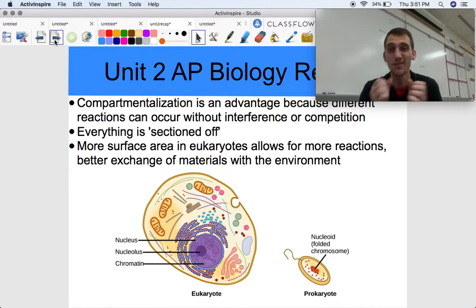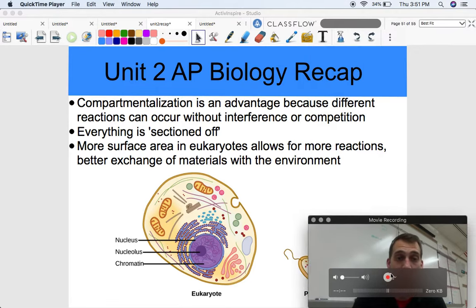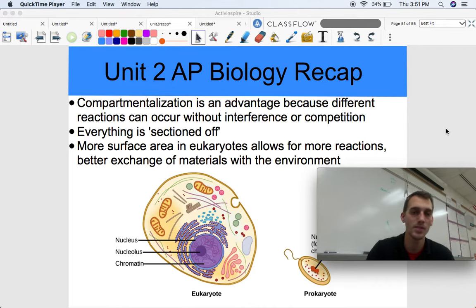But prokaryotes are much smaller, and everything happens in the cytoplasm. Compartmentalization is an advantage for eukaryotes because different reactions can occur without interference or competition. Everything is sectioned off, like I was just saying. Also, membranes allow for a greater surface area. Remember that surface area to volume thing? The more membranes, the more surface area.